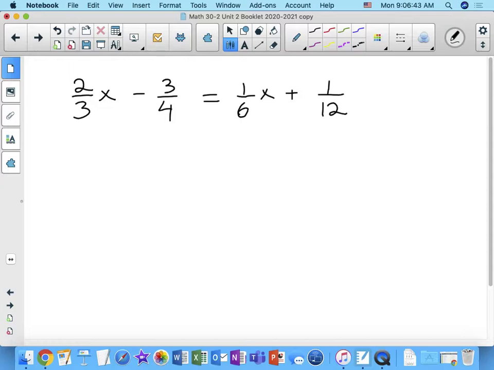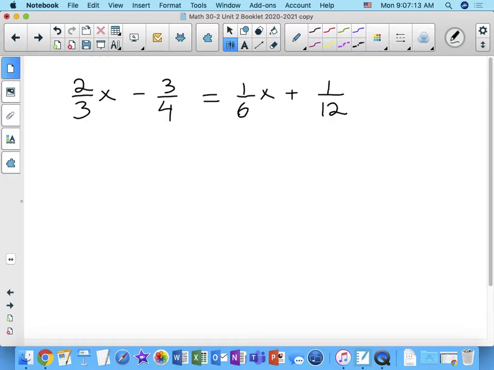They all have 12 as a multiple. Yeah, if we multiplied them all by 12, then all of the denominators would cancel. And 12 is, in fact, the least common denominator between all of these denominators.